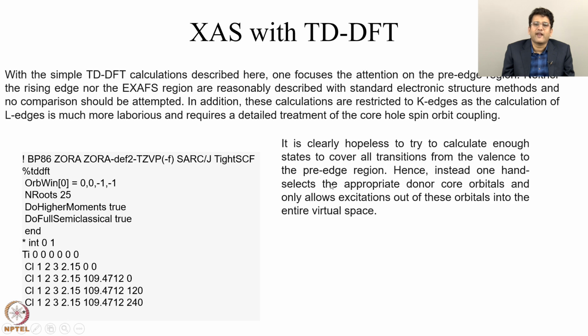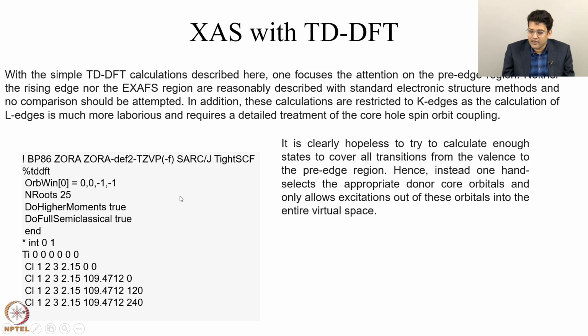if I give enough number of roots and calculate all the possible roots, then of course I will get excitation from the core orbitals also, which will give me X-ray spectroscopy. However, sometimes it is not a good idea to do that because you will calculate so many excited states, the cost will be very high, and if you are solving via Davidson, high-lying excited states may not even converge. Hence, one can select the orbital window from where the excitation is happening.